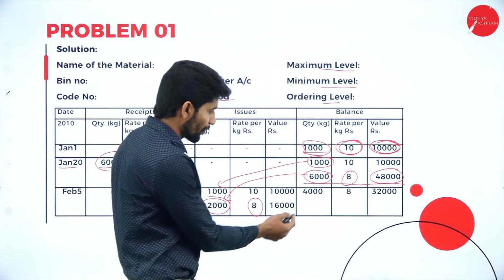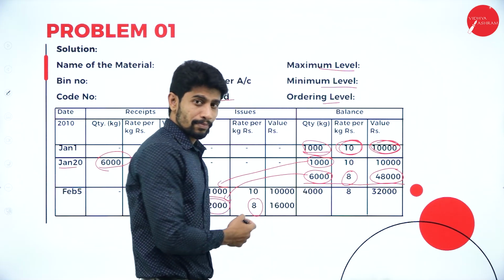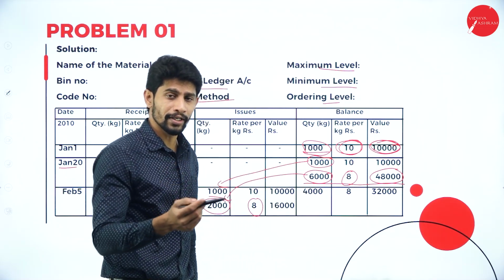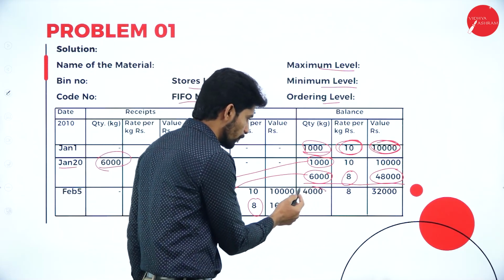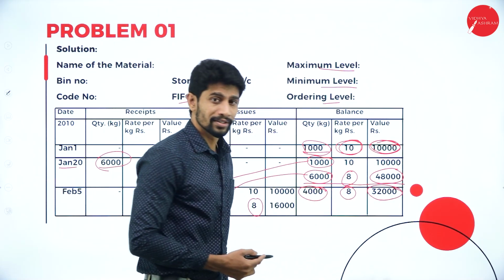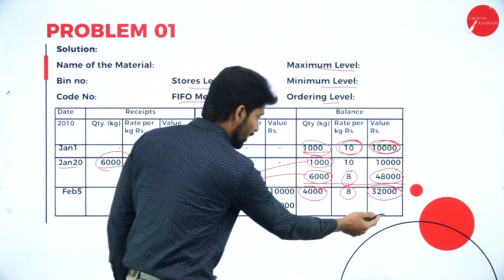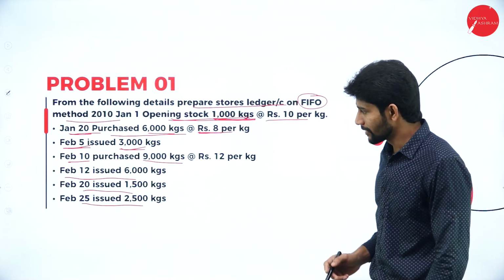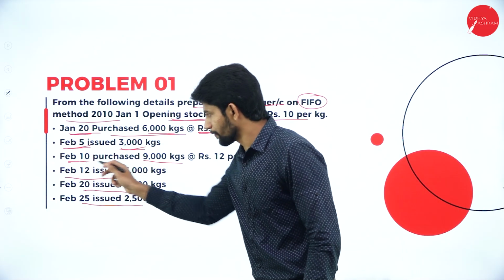What is the balance we will be having? We will be having 4,000, because we already issued this 1,000, and in this 6,000 we issued already 2,000. So remaining is 4,000 units, 8 rupees per unit, and value comes to 32,000. So close the entry for the date 5th Feb. Next, what is the entry? The next entry is 10th Feb.